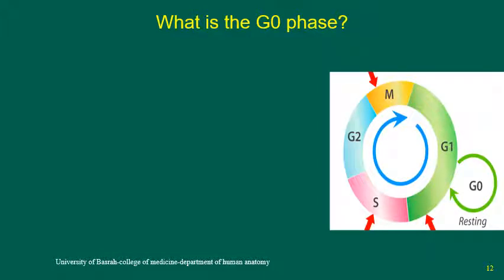What is the gap zero phase? In addition to the three phases of interphase, gap 1, S phase, gap 2, the cell can exit from gap 1 and enter the quiescent phase called gap 0, or the resting phase.